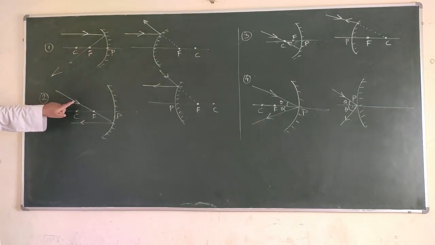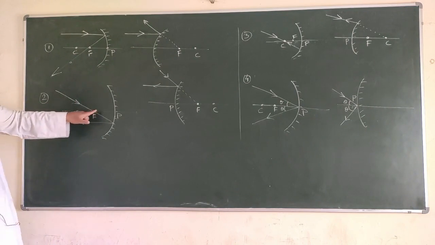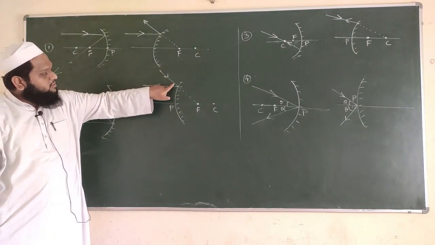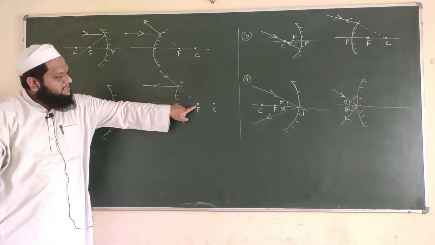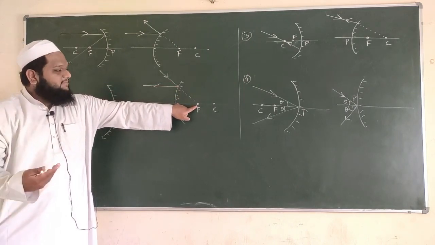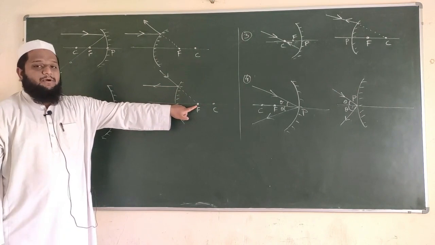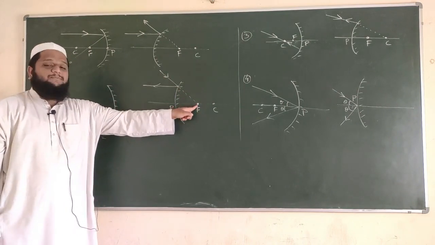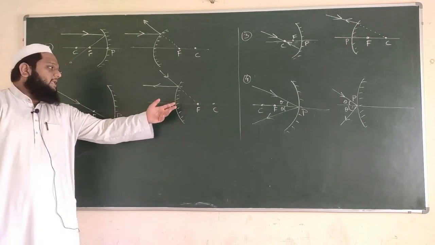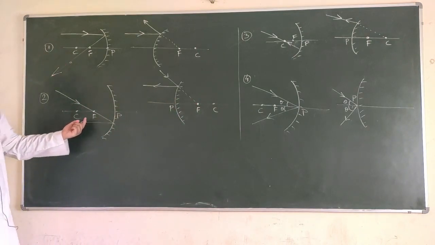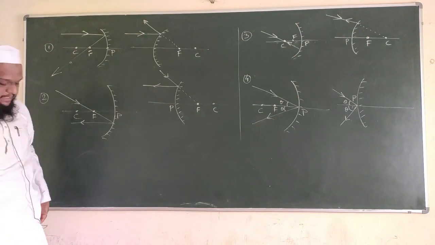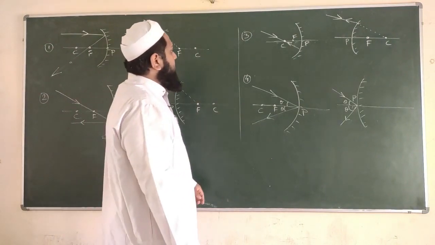Whenever an incident ray passes through the principal focus, or appears to pass through, meaning if you extend it, it is as if it is passing through the principal focus, although it is not actually happening, then the reflected ray will go outwards parallel to the principal axis. So I hope these two are clear. Let us move on to the next rule.